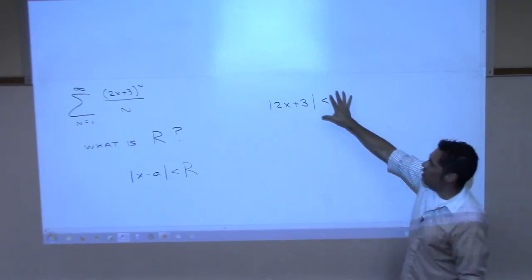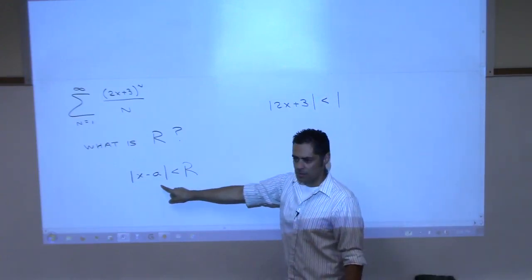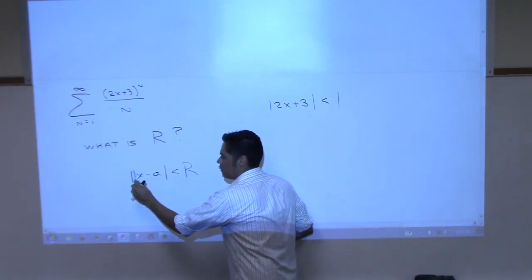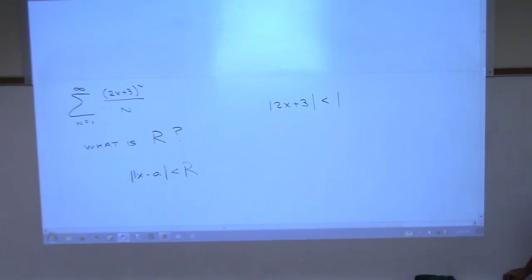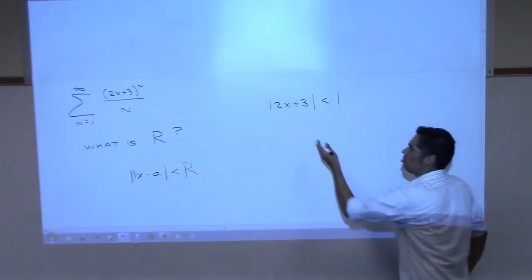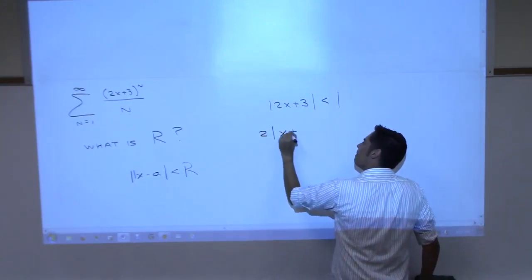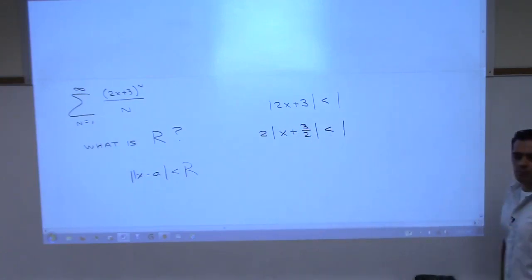What I need to do is take this absolute value inequality and make it look like this. And to do that, you basically need to make sure you have a coefficient of 1 on x. So let's try and get a coefficient of 1. How about we factor a 2 out of that? If I factor a 2 out, I can actually bring it out of the absolute value. And now, divide by 2.